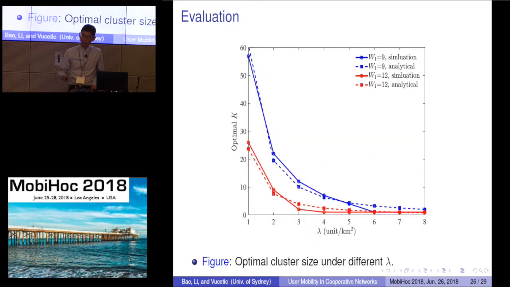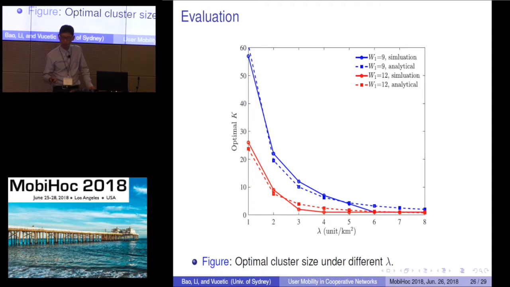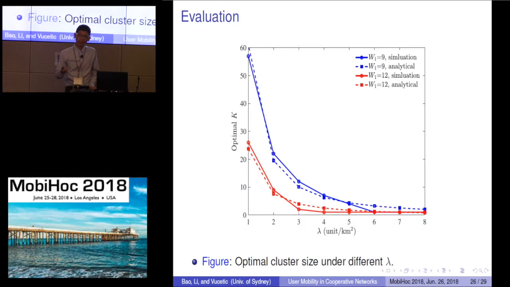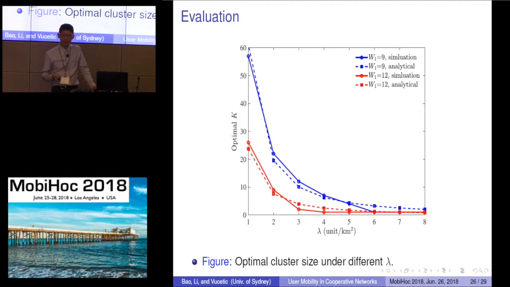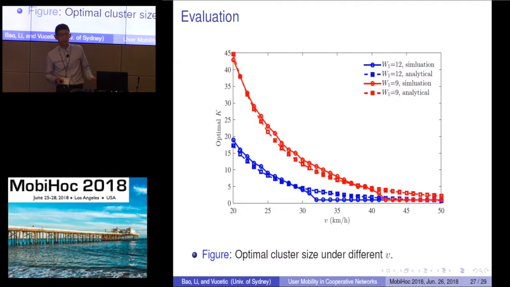And also we want to show the optimal cluster size K under different lambda and V values, by simulations and by our expression. In this case we can see that the simulation results and our analytical results are very close to each other. And also we show that if we increase the value of lambda and if we increase the value of user speed, the optimal cluster size changes accordingly.